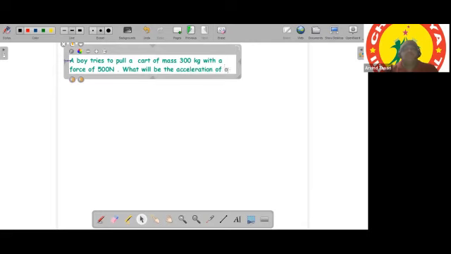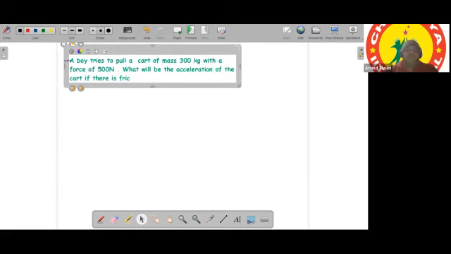What will be the acceleration of the cart if there is a friction of 100 Newton? Okay. So if there is a friction of 100 Newton on the cart, what will be the acceleration?